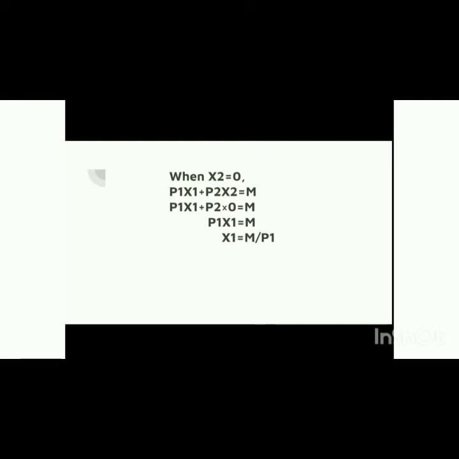And also, when x2 equal to 0, the equation becomes P1x1 plus P2 into 0 equal to M. Then P1x1 equal to M. Therefore, x1 equal to M by P1. The bundle is M by P1, 0. When x2 equal to 0, x1 equal to M by P1, that is the horizontal intercept.